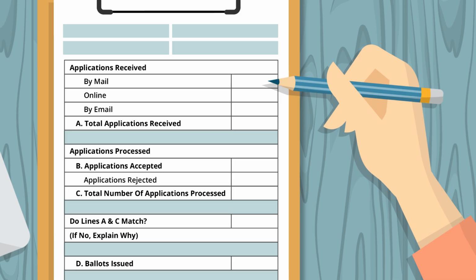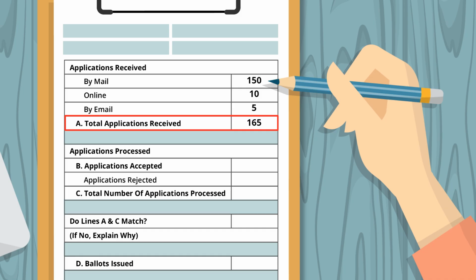Here we have 150 received by mail, 10 received online, and 5 received by email, for a total of 165 applications received over the course of the workday. Next, make sure that all applications received have been processed.